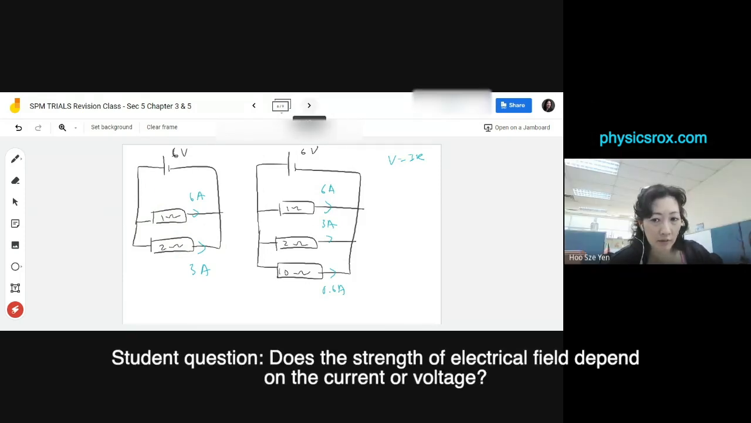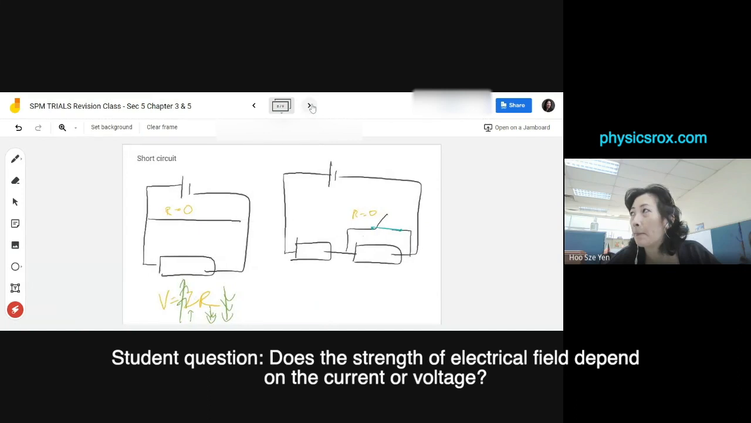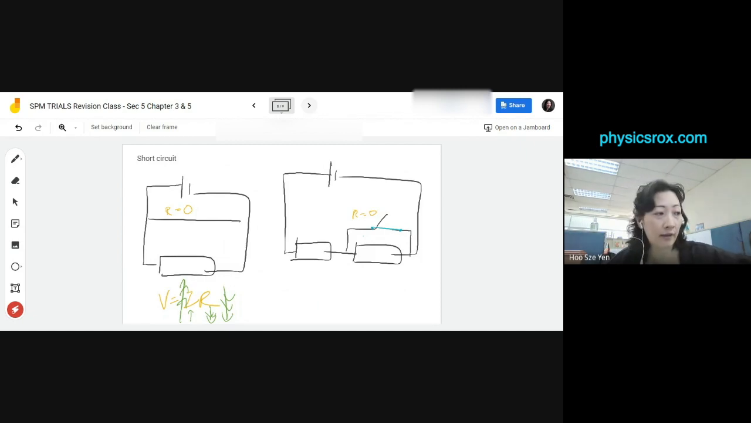Voltage. Good question. Voltage, yeah. Because remember I said potential difference is like work, right? That means the voltage of the dry cell is basically the dry cell providing energy. It's providing energy. So the more voltage it has, the more work that needs to be done.